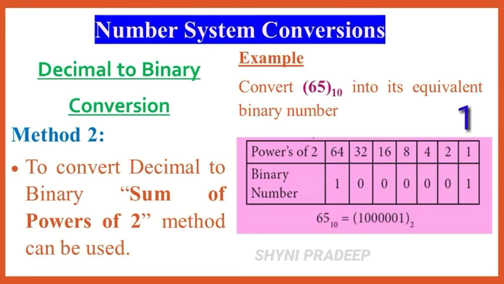And the next bit is the 1 bit. The remaining total is 1. These are equal, so set the 1 bit as 1, and subtract the 1 bit from the remaining total 1, which means 1 minus 1 is equal to 0. See, this is the answer: 1 0 0 0 0 0 1 base 2.